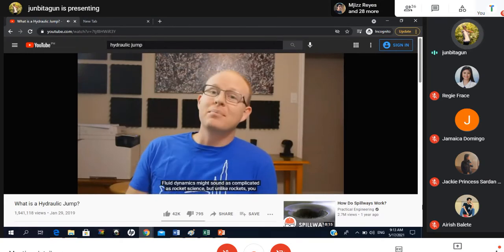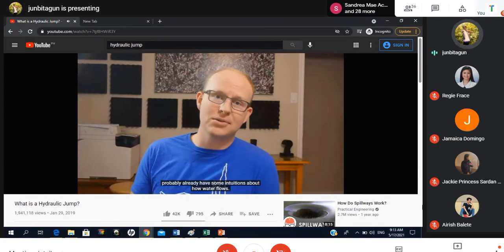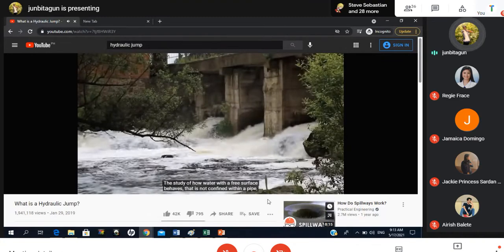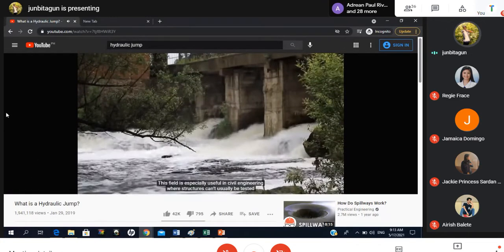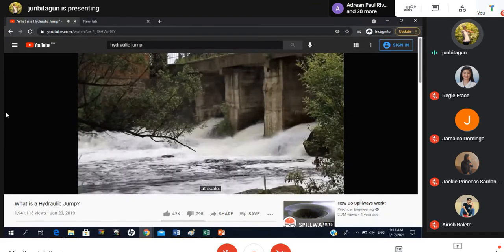Sige, share lang muna. But unlike rockets, you probably already have some intuitions about how water flows. The study of how water with a free surface behaves, that is not confined within a pipe, is known as open channel hydraulics. This field is especially useful in civil engineering, where structures can't usually be tested at scale.